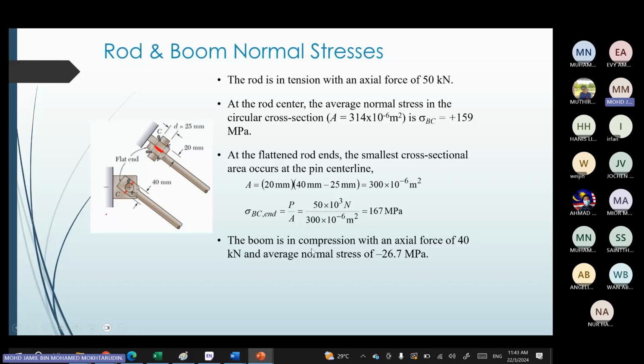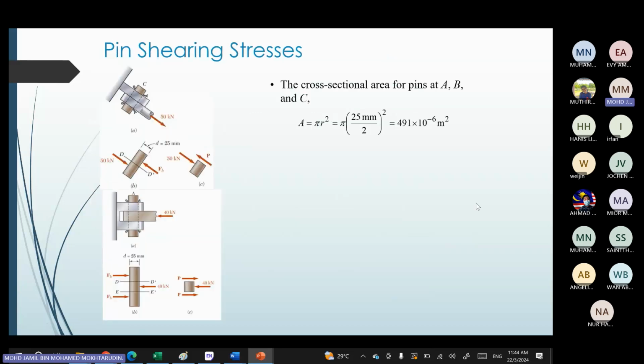So the boom is in compression with an axial force of 40 kN and average normal stress -26. Tak apa, ni tak keluar. The minimum area sections at the boom ends are unstressed since the boom is in compression. Kita skip.